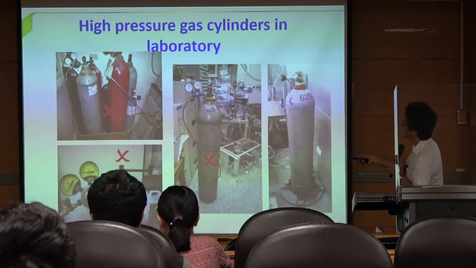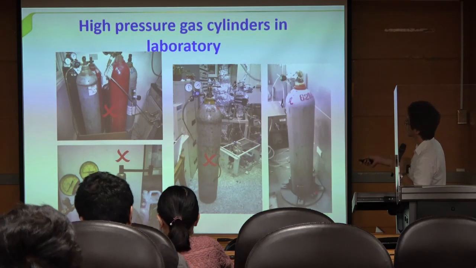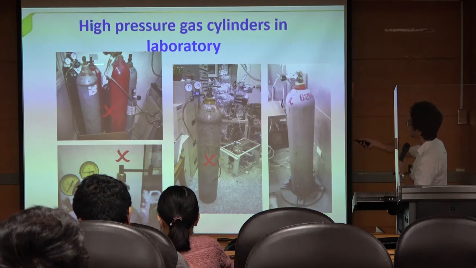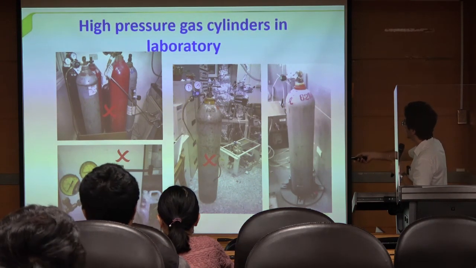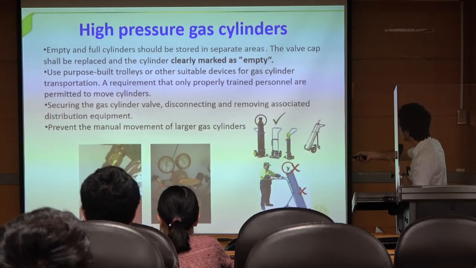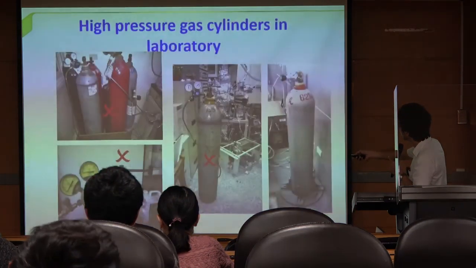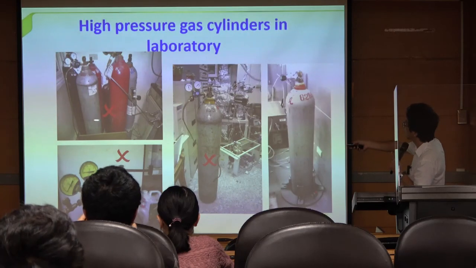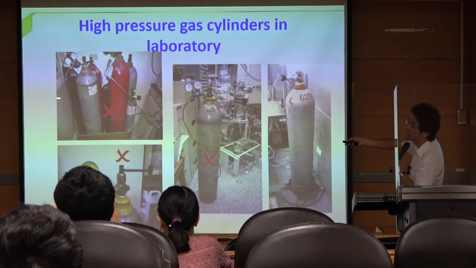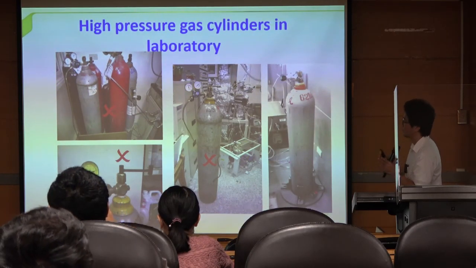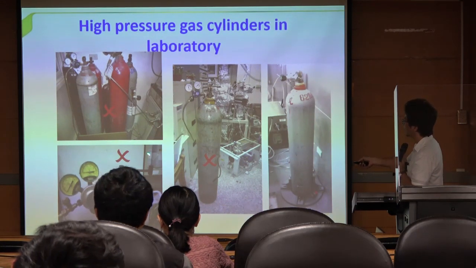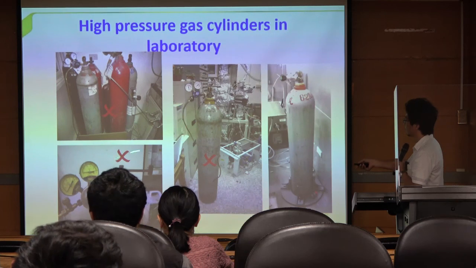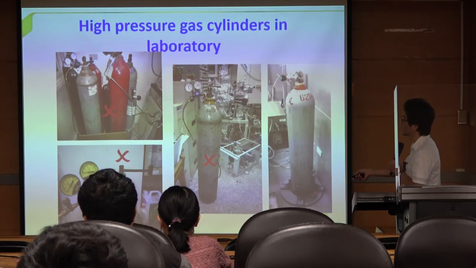So here is a mistake demonstration of cylinder storage, like this one. There's no belt to cover all the cylinders. They are just put side by side, so it's not very safe. And remove the wrench if you do not use the cylinder.